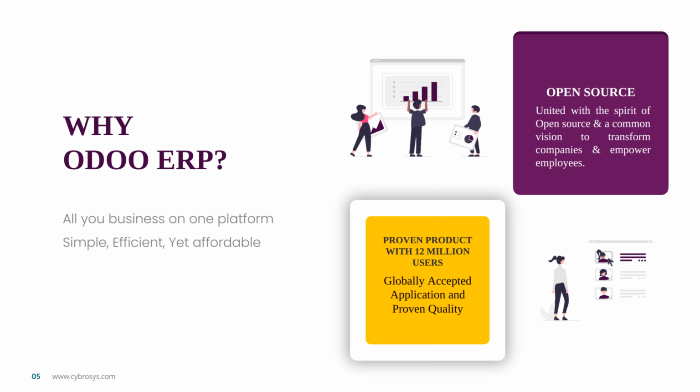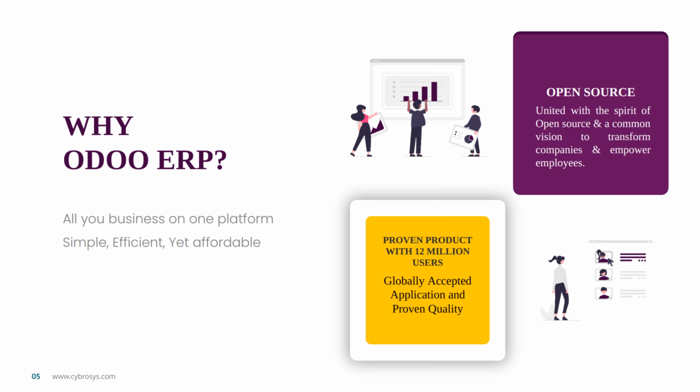Why Odoo ERP? All your business on one platform, which is simple, efficient, and yet affordable. It is Odoo. When we talk about Odoo, it actually controls and monitors your business and thereby controls business cost and expenses. Using ERP, any business organization can improve business planning as well as efficiency. This will enhance the customer relationship and drive your business into growth.